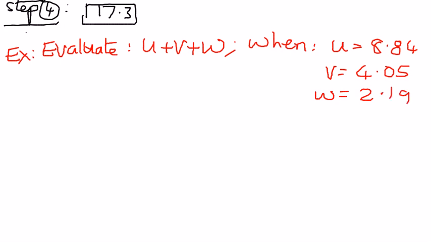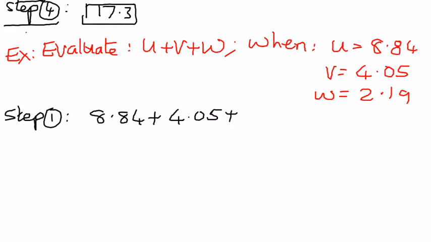So the way we want to solve these types of problems is step number 1. We'll explain that in these different steps. First, we will substitute the values of the variables into the given expression, and therefore for u we're going to write 8.84, and for v we're going to write 4.05, and for w we're going to write 2.19.